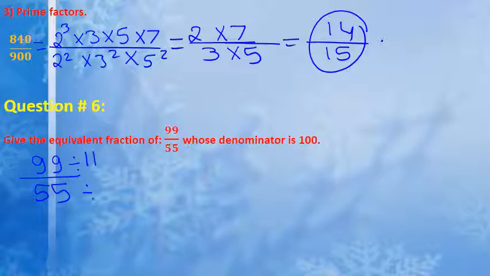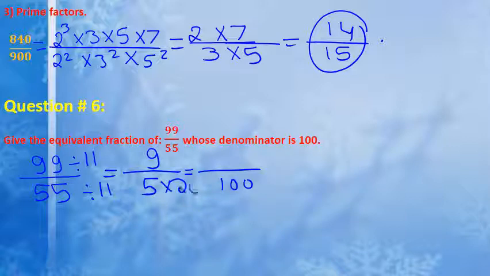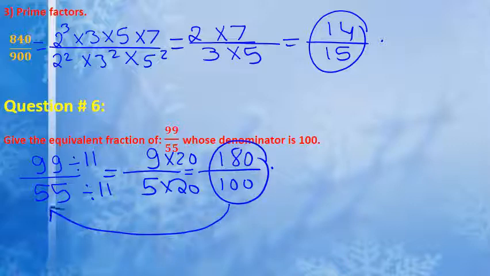We can reduce up by 11, down by 11. It gives us 9 over 5. Now 5 can be changed into 100. How? We multiply both terms by 20. 9 times 20 is equal to 180. So 180 over 100 is equivalent to 99 over 55, with denominator 100.